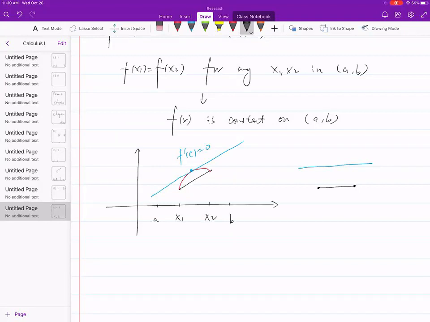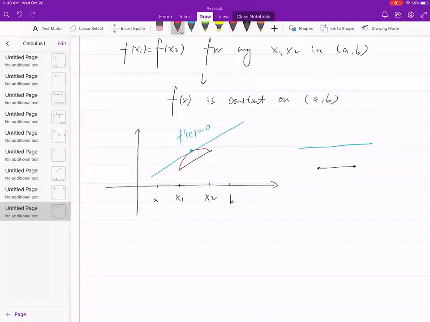But what do you mean by that? No matter how you pick x1 and x2, the line connecting them is always horizontal. That means f is a constant, because they have the same y value, whichever x1, x2 you pick. Okay? My drawing is really bad.